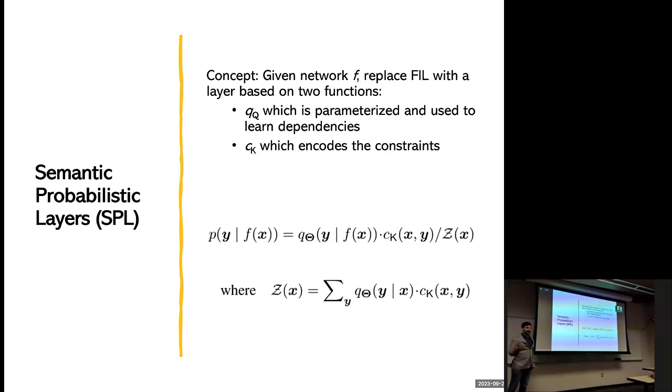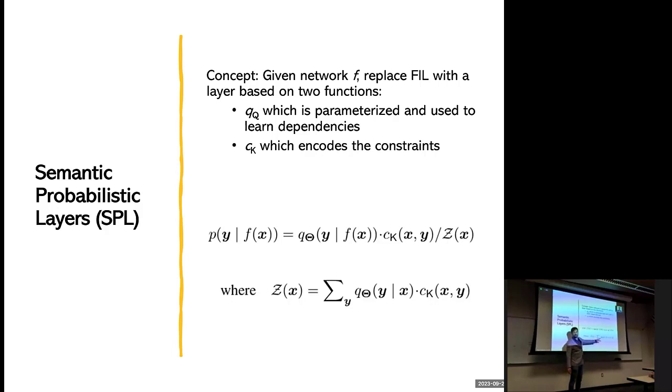And so, why not just replace that layer with something like this, where you're predicting labels Y conditioned on F, which is the neural network, X is the input, and it's going to be dependent on function Q, which is parameterized with data, which is learned from data. And Q is learning correlations between the labels from the data. Okay, so Q is trained as part of the process. And then you have CK, which are hard constraints that get embedded into the network as well. And so you have these two functions and you have a normalization constant.